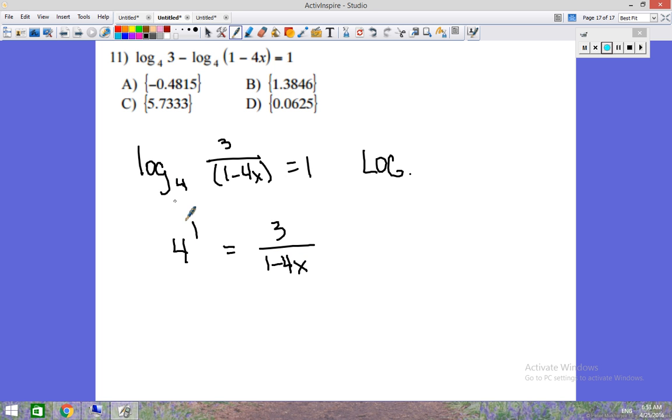Alright, so let's rewrite 4 as 4 over 1. This is the exponential form. This is a proportion, and one technique to solve proportions is to cross multiply. So we've got 4 times the quantity 1 minus 4x is equal to, well, 1 times 3 is 3.